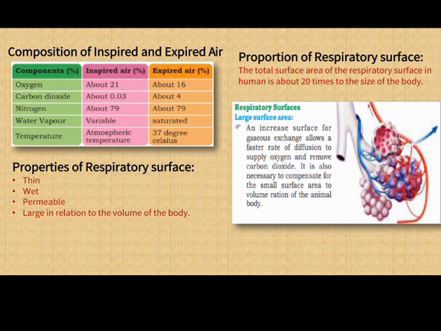One question arises here: how do these respiratory surfaces perform this function so efficiently? Because they have four properties: they are thin, they are wet, they are permeable, and they are large in relation to the volume of the body. So what are the respiratory surfaces? The respiratory surfaces are the alveoli. The total surface area of the respiratory surface in humans is about 20 times the size of the body, so that the alveoli perform their efficient work of exchanging oxygen and carbon dioxide.